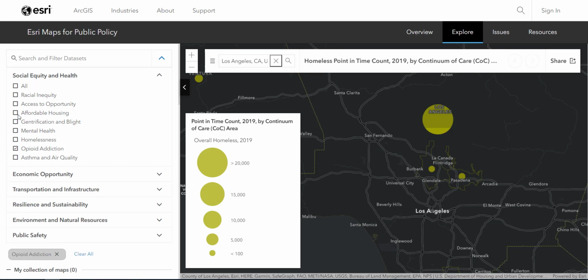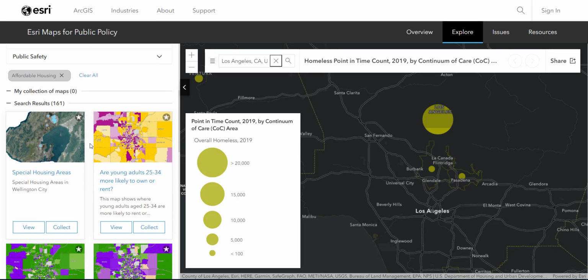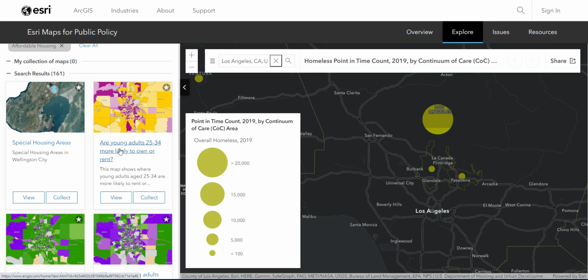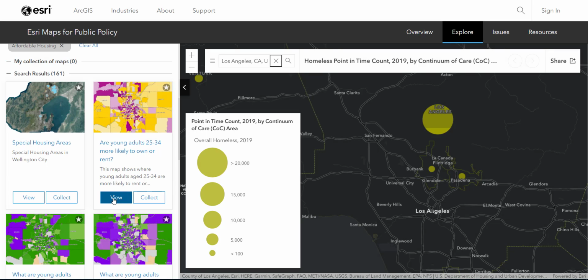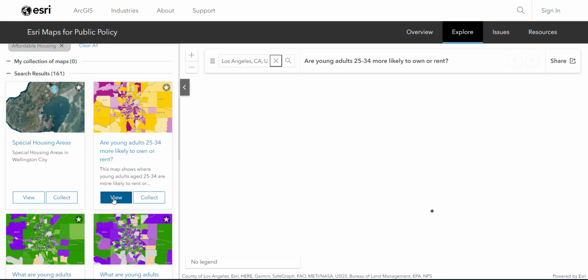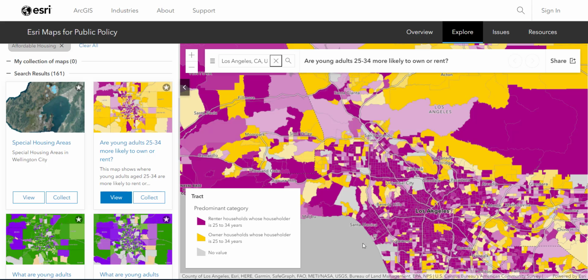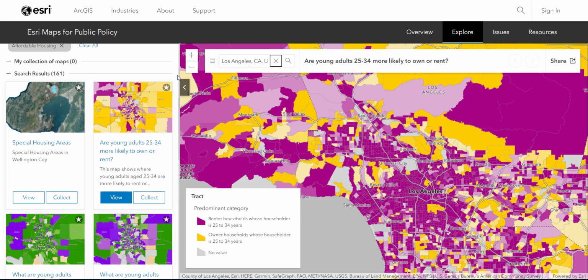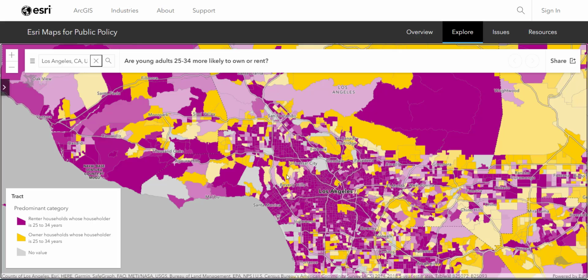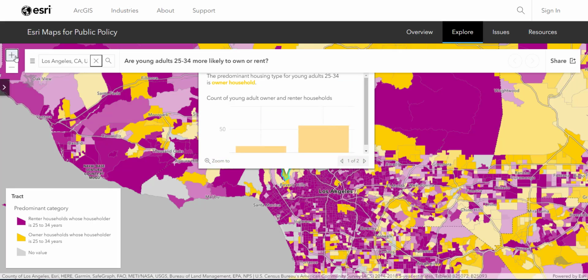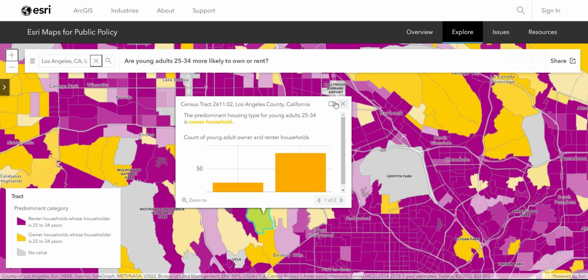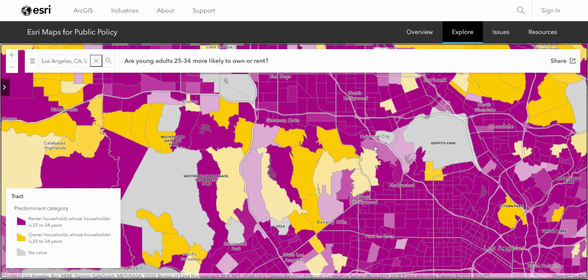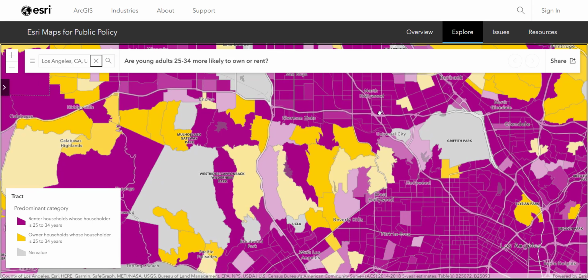When you are searching around this, I do encourage you to explore different areas. So if you are interested in knowing how your area compares to another community, you can actually zoom right in and take a look, right? So we can get real close and real friendly with this map here, and we can take a look at our young adults 25 to 34 more likely to own or rent.